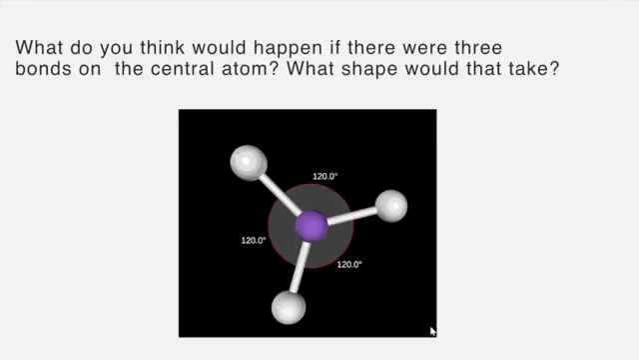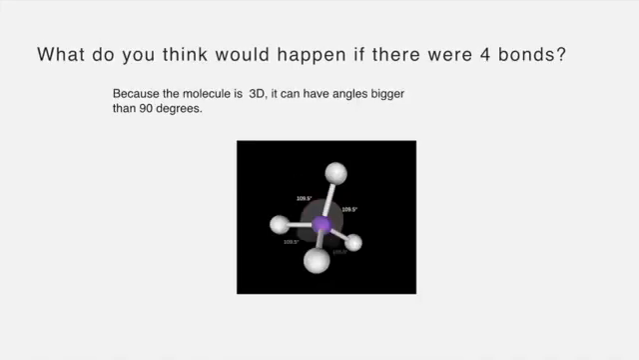So what would happen if there were 3 bonds on the central atom? What shape would that take? Well, it looks sort of like this. This is called a trigonal planar molecule. So if this is your central atom and your central atom has 3 bonds, those three bonds are going to kind of put themselves in a triangle shape because this is as far apart as they can get from one another. So the bond angle for this is 120 degrees. That would be the bond angle of something that's trigonal like this.